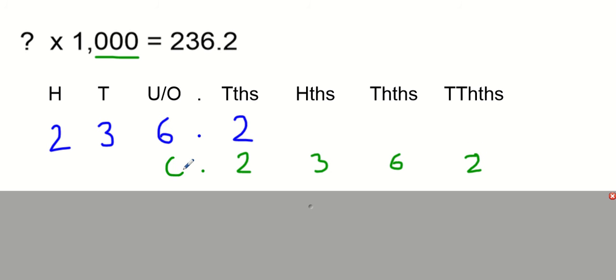I'm going to put a 0 there. You can do it without the 0, but actually it's much easier to see it, and when you're reading the number it sounds better. So 0.2362. Okay, that is your answer.